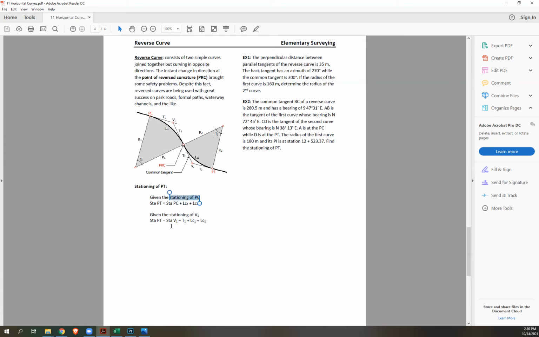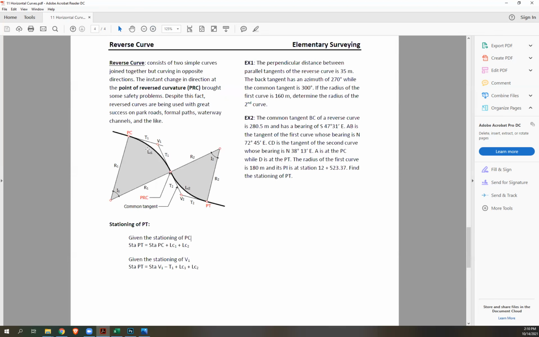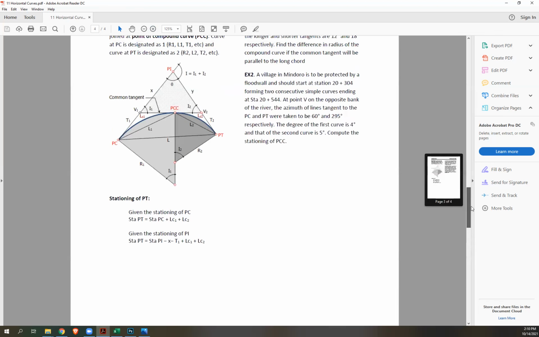If we're given the stationing of PC, the beginning of your curve, to get station PT, that's just PC plus LC1 plus LC2. So it's the same as your compound curves. And then if you're given the stationing of V1, station PT equals station V1 minus T1. Now, if you've noticed, doing V1 minus T1, you're just going back to station PC. So from PC to get to PT, again, that's LC1 plus LC2. Okay?